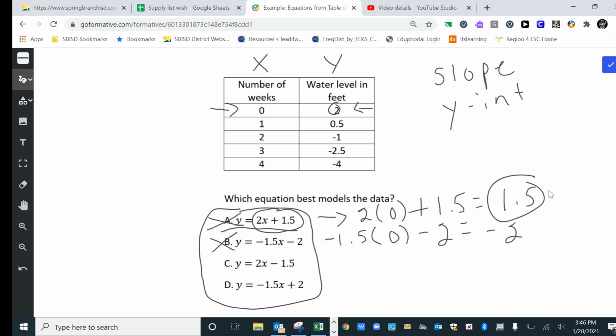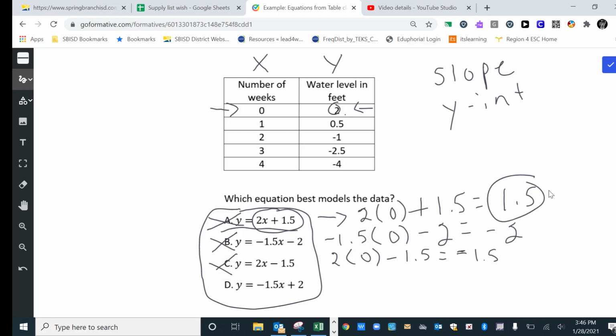Okay, I'm going to try the next one, 2x minus 1.5. So I'm going to start with the 2, and instead of x, I'm going to use 0 for my x value, and then minus 1.5. So once again, 2 times 0 is 0. 0 minus 1.5 is negative 1.5. That should have given me 2, and it did not, so C cannot be my answer.